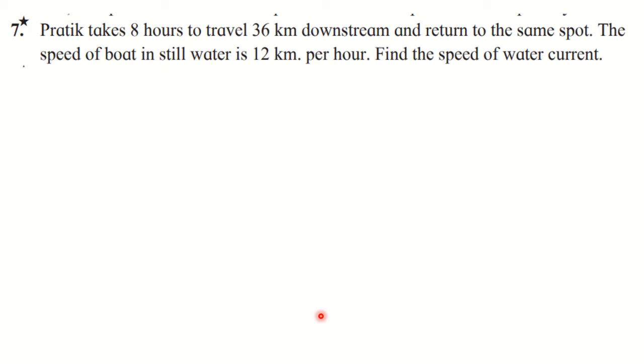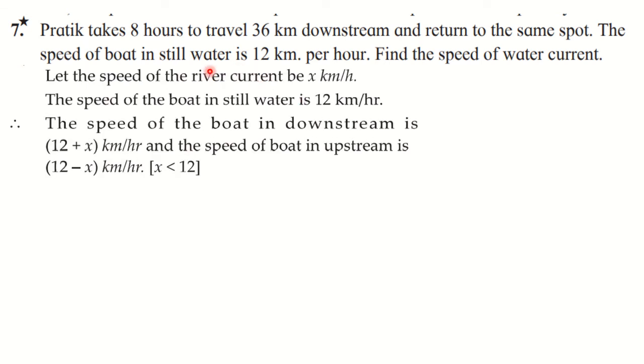This is again an important question. Pratik takes 8 hours to travel 36 kilometers downstream and return to the same spot. The speed of the boat in still water is 12 kilometers per hour. Find the speed of the water current. So what is unknown? Start with that. So write down: let the speed of the water current be x kilometers per hour.